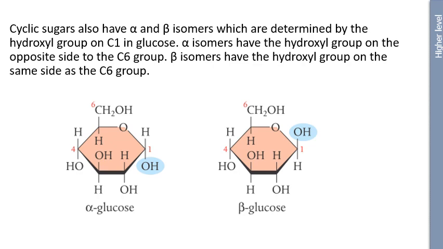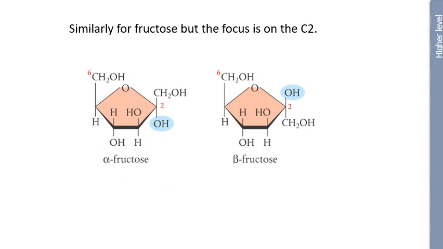In alpha glucose, the OH group of C1 lies below the plane of the ring, while in beta glucose, the group lies above the ring. Similarly, alpha and beta isomers of fructose differ in the position of the OH group directly attached to the C2 atom. Here we go, C2, see? Beta above, alpha below.